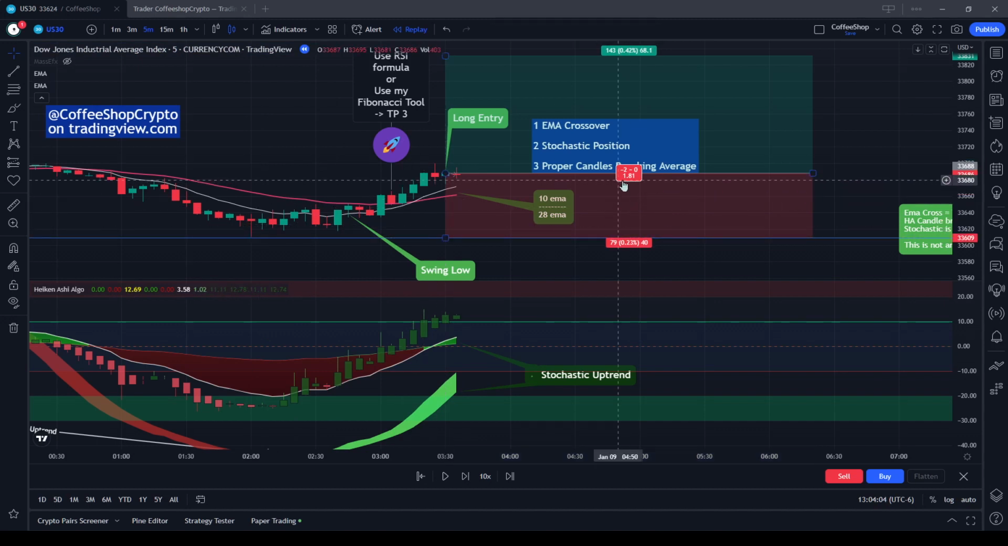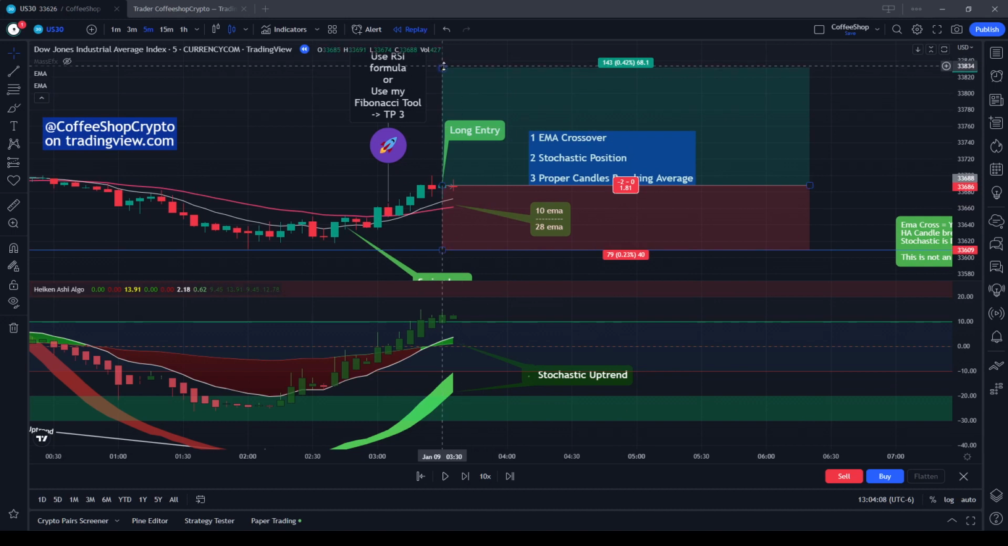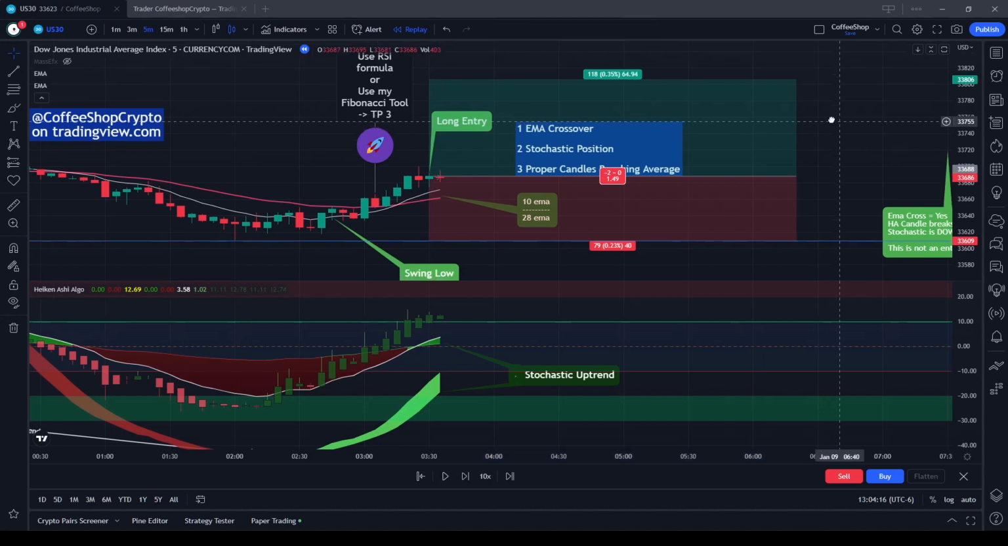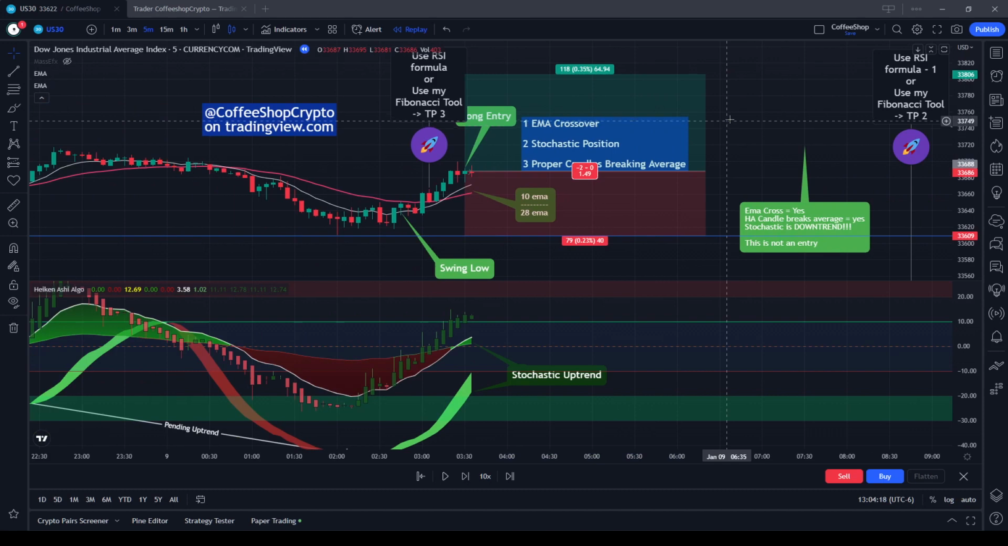So now this trade turns into a 1 to 1.8. If you want to be really safe, you can turn it into a 1 to 1.5, all right? Set your trade, enter, you've already entered. Now you are simply adjusting your take profit, okay? Now, let's see where this goes.